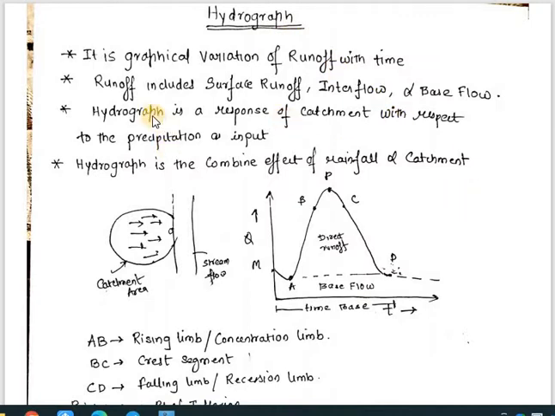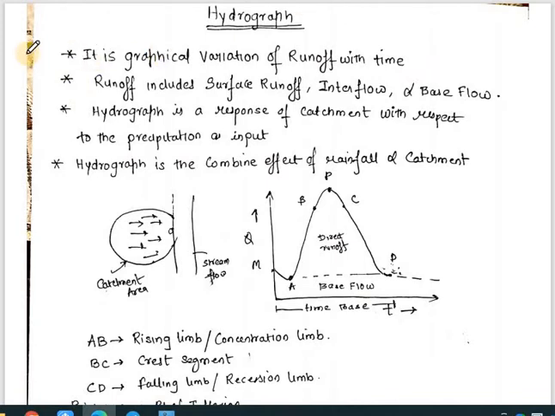Today we'll start with a new chapter, that is your hydrograph. This is one of the important chapters in your hydrology, and most of the numericals in your third question are related to your hydrograph only. Okay, so first we'll start with the definition of that.